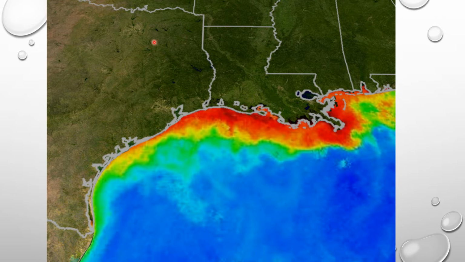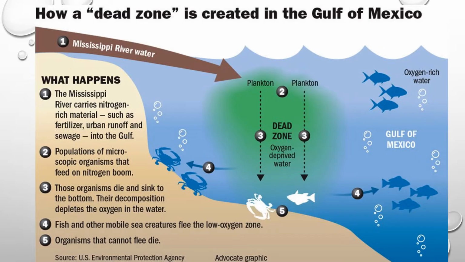So here's Texas over here, Louisiana, Mississippi. The Mississippi River empties right into the Gulf of Mexico. And the red, as we've discussed before, means this is probably a hypoxic zone. This is our dead zone. Dead zone. Remember this. Dead zone. Intense eutrophication leading to hypoxia.